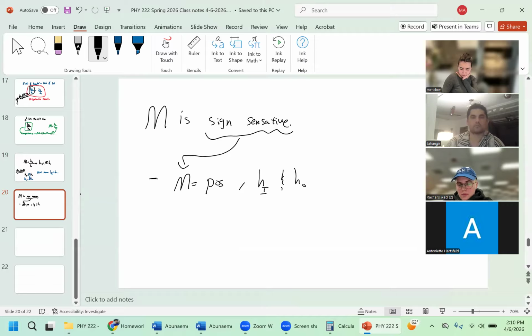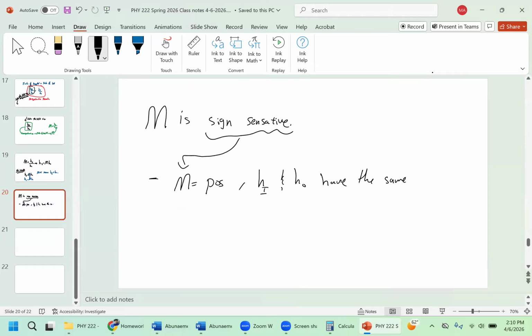have the same sign orientation, which means that the image is virtual. If M is negative, that means you're using a screen. That means the image is real.